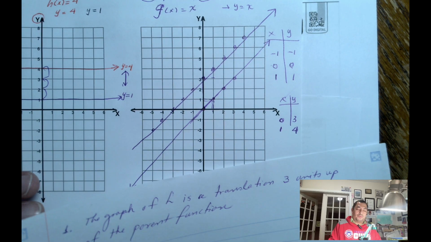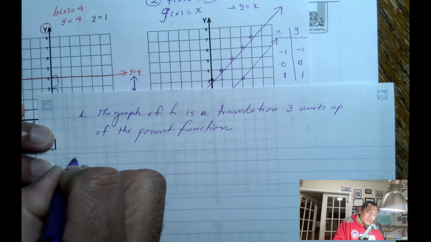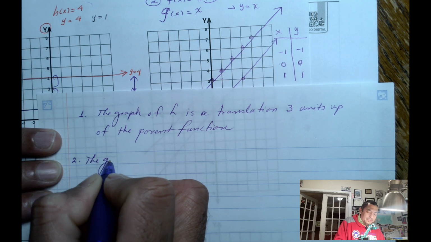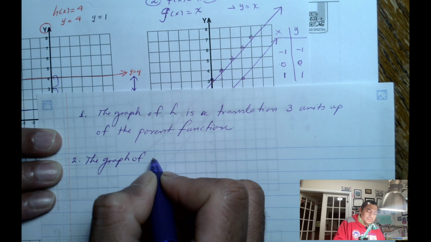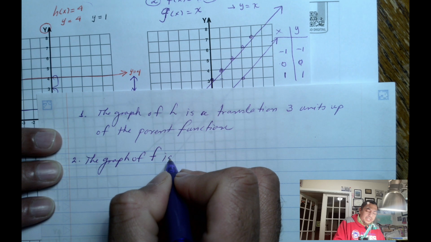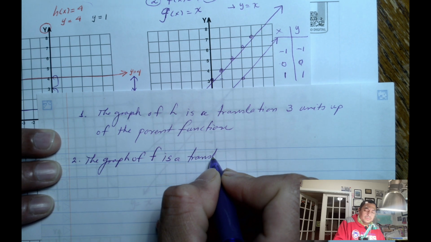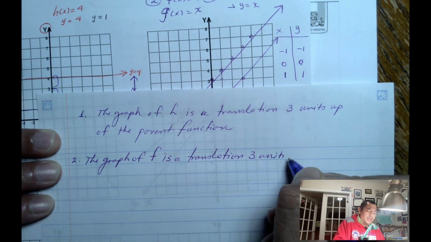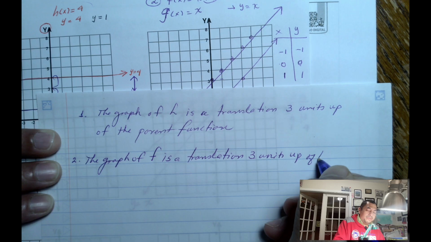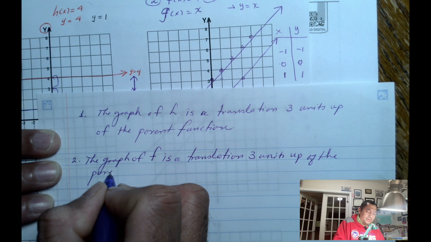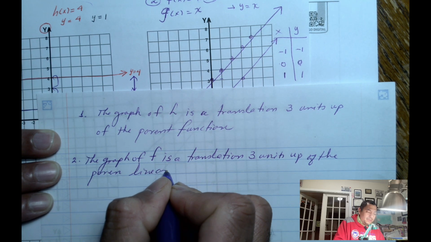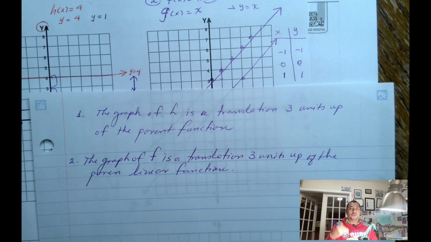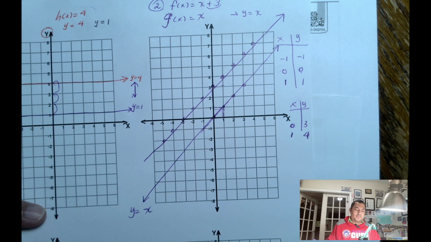So what will be the solution? We need to describe number 2. For number 2, I have that the graph of f is a translation 3 units up of the parent linear function. Okay, it's a linear function, so we're 3 units up, and that's problem number 2.